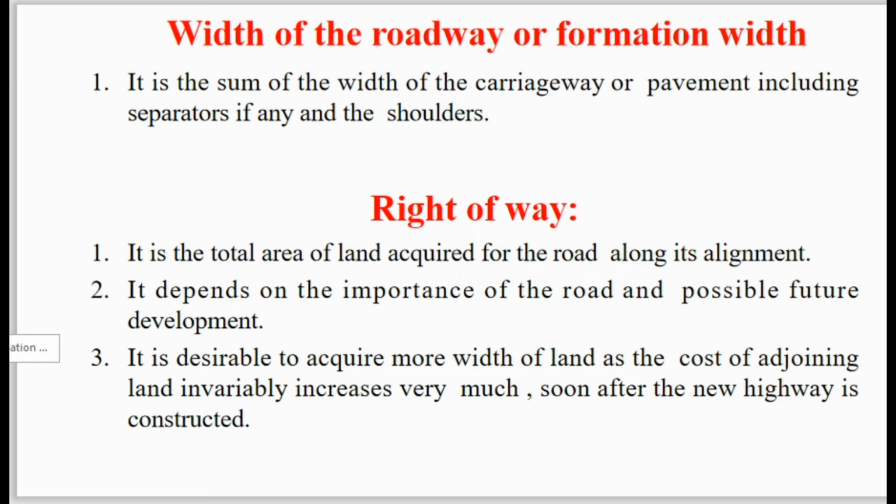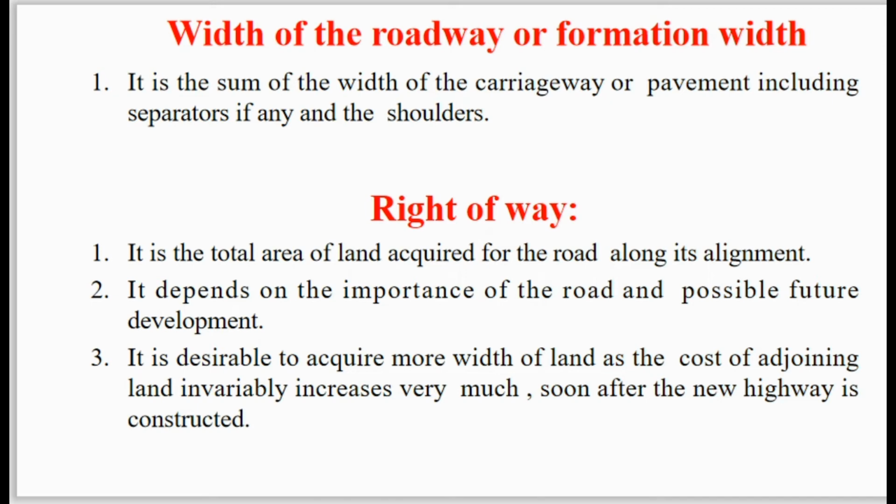Next, right of way. Right of way is the total area of the land acquired for the road along its alignment, and it depends upon the importance of the road and the possible future development. It is also desirable to acquire more width of the land, as the cost of the adjoining land invariably increases highly soon after the new highway is being constructed. So this right of way depends upon the total acquisition of the land along the alignment of the road.